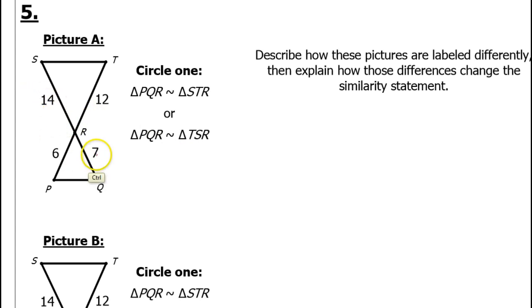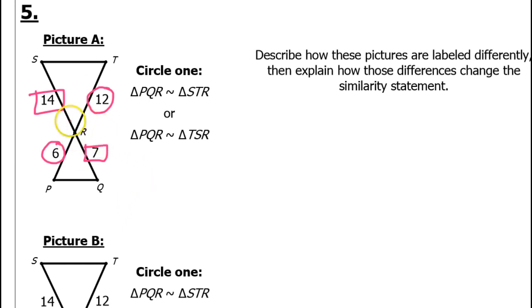So let's match up the corresponding sides. That's going to be key. Look at the top triangle. Which is the smaller side in the top triangle? Anybody? PQ. Right, the 12 is the smaller side. What's the smaller side on the other triangle? The 6. So those are going to be the corresponding sides, the two smaller ones. Obviously the two bigger ones, the 14 and the 7, are going to be corresponding sides.